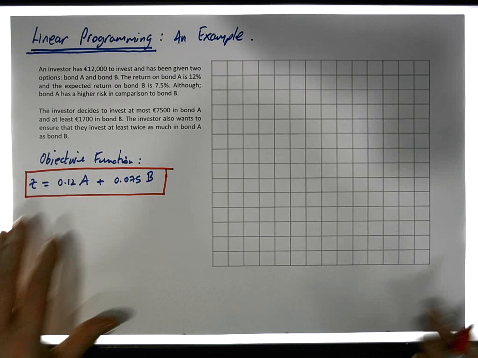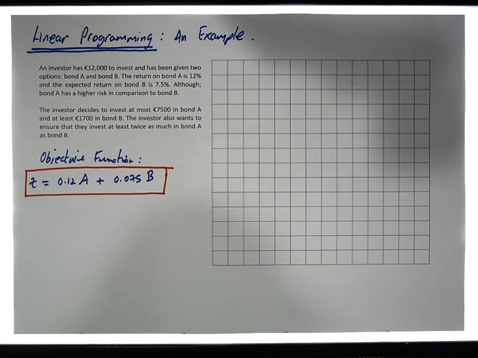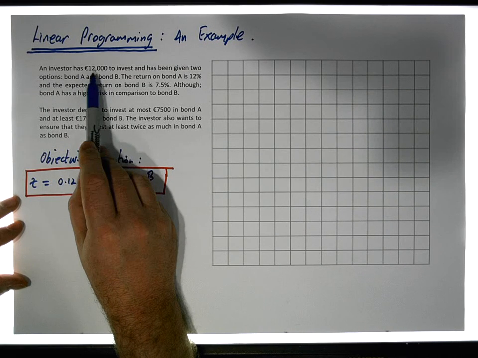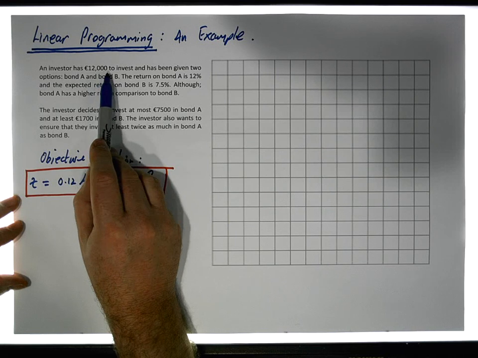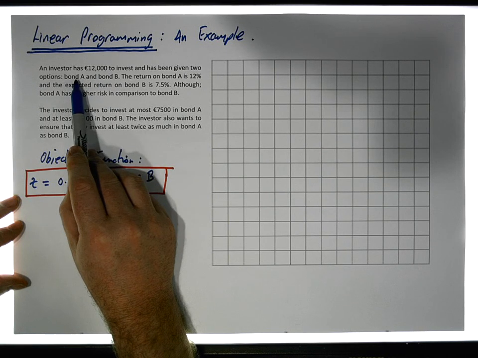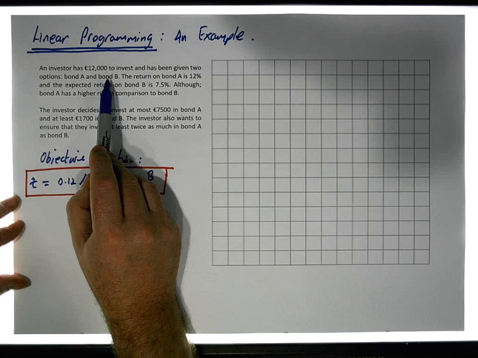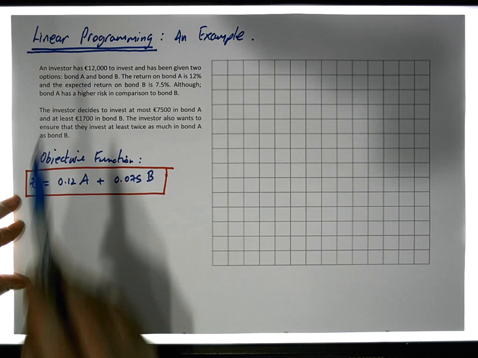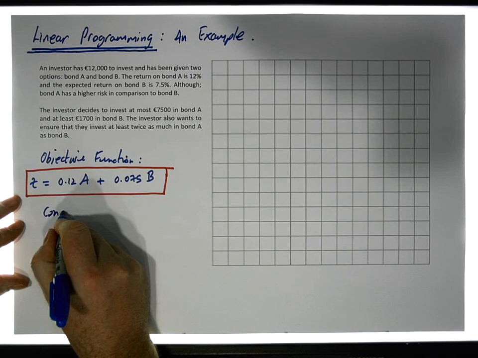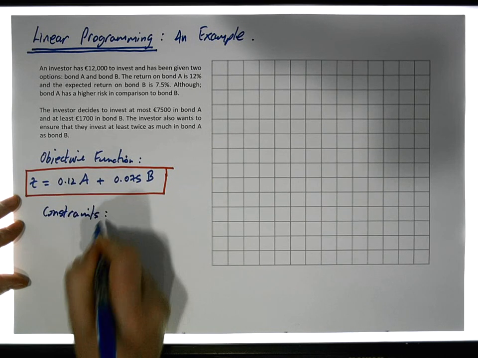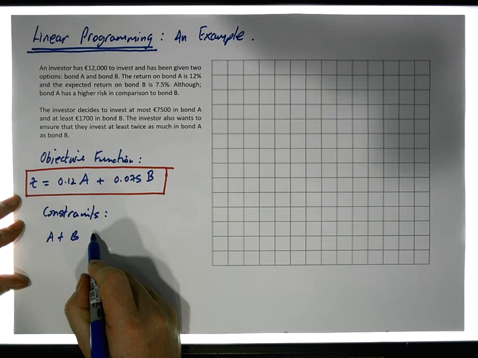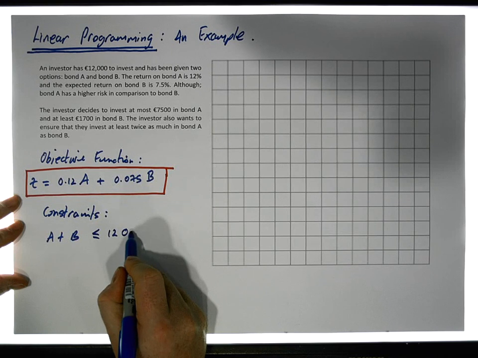But we maximize our output relative to all the constraints associated with the question at hand. As I said, the first constraint, which isn't listed as a constraint but is implicit, is that the investor only has €12,000. The totality of those two investments can't be any more than 12,000. So our first constraint is that A plus B must be less than or equal to €12,000.